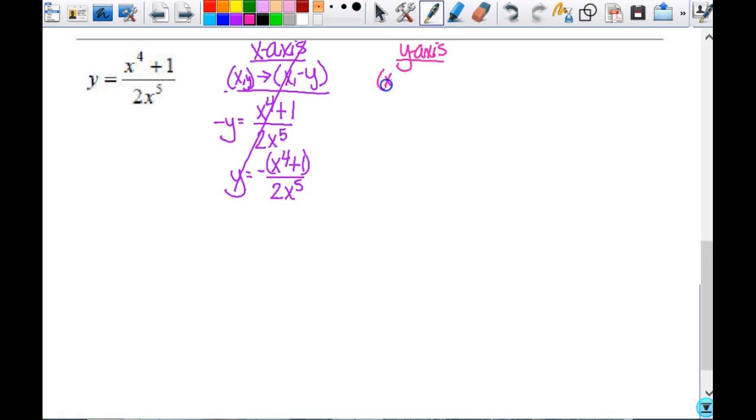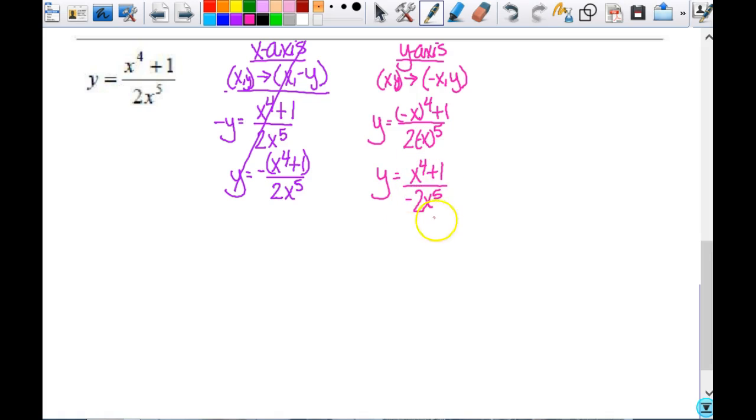So for y-axis, (x, y) would map to (negative x, y). So I plug that in. y stays y. That's equal to (negative x to the fourth plus 1) over 2 times negative x to the fifth. So this gives me y equals (x to the fourth plus 1) over negative 2x to the fifth. So I've solved for y. That negative there isn't going to work itself out any which way, so these are not the same, so there is no y-axis symmetry. So that doesn't guarantee me origin symmetry, because maybe it doesn't have any symmetry.